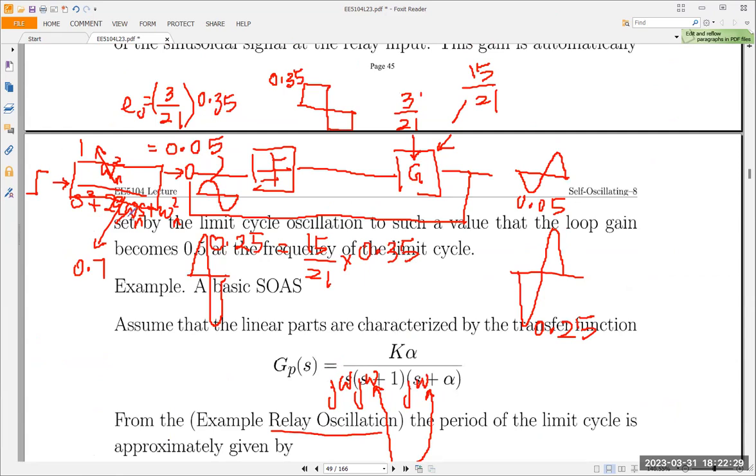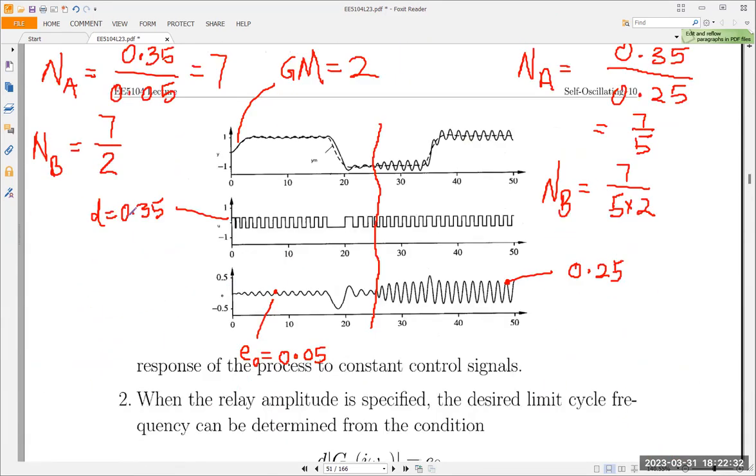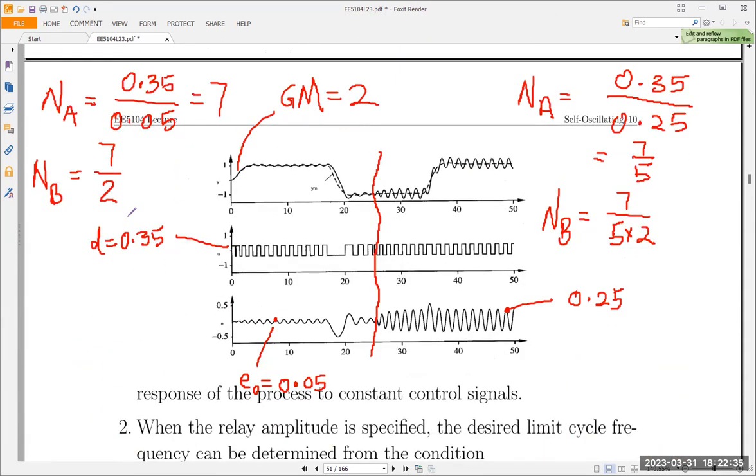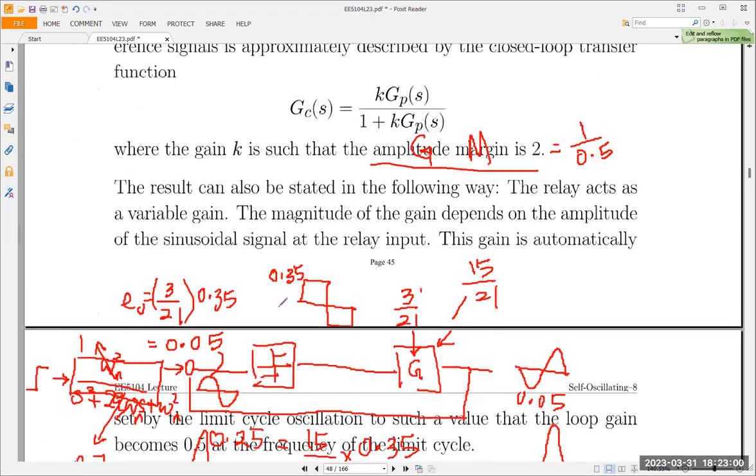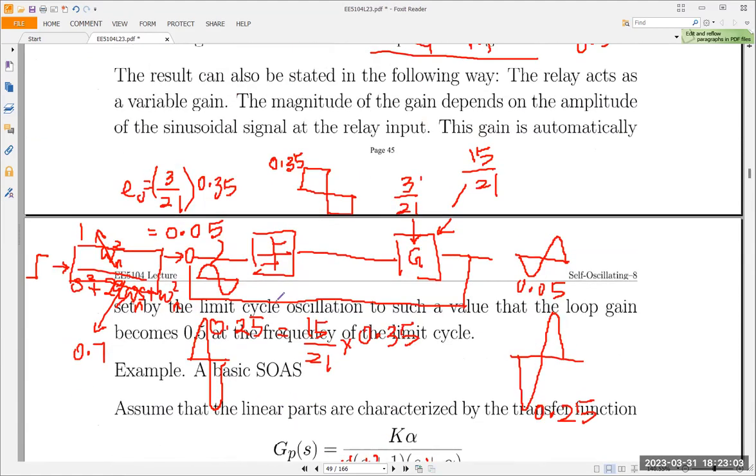Now, so the example was this. This is the MATLAB simulation when you have the relay amplitude fixed at 0.35. Now, because it's a relay, the whole thing will oscillate. And we calculated that the oscillation will be at 0.05. How does it oscillate? What is the frequency? That is a standard calculation. Let me go back. We basically make use of the fact that from here to here is equal to -1. All right, from here to here is equal to -1.